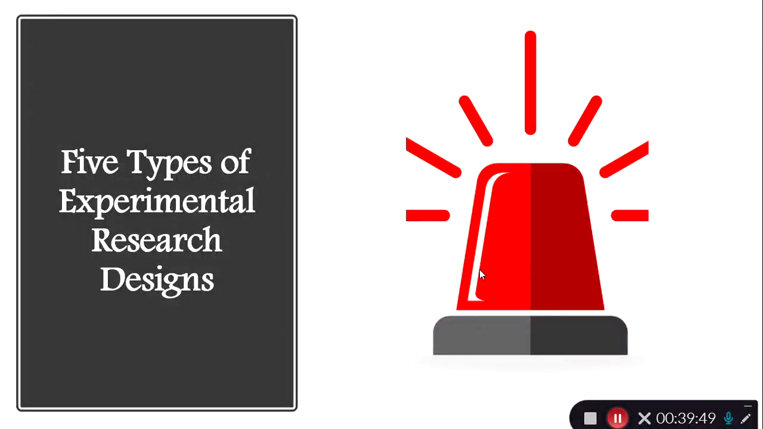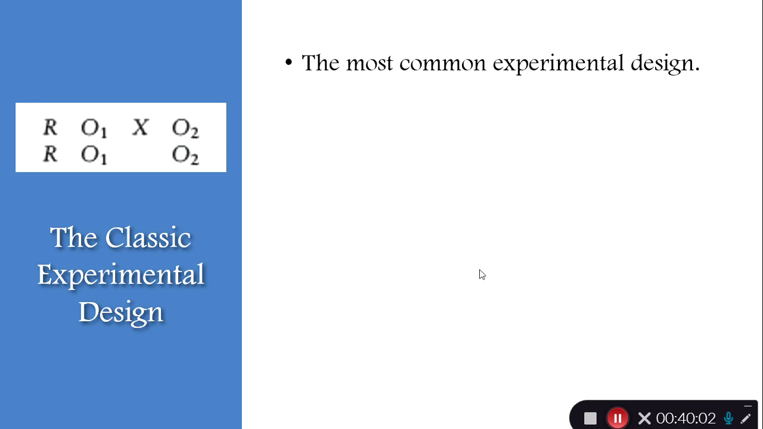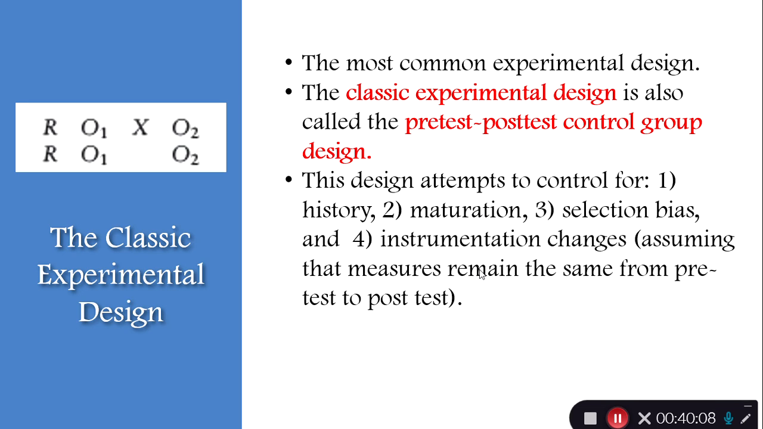So now let's look at the 5 different types of experimental research designs that are discussed in your text. So first, we've already looked at this. First is the classic experimental design. This is the most common design, and it is also referred to as the pre-test, post-test control group design.